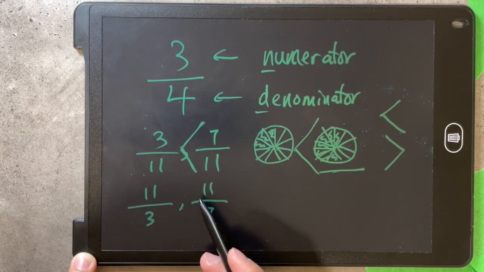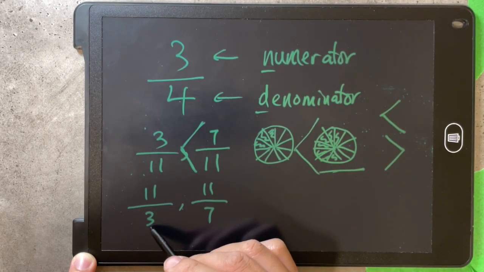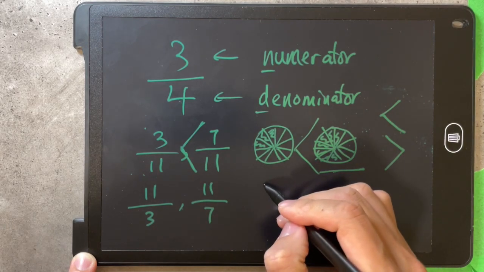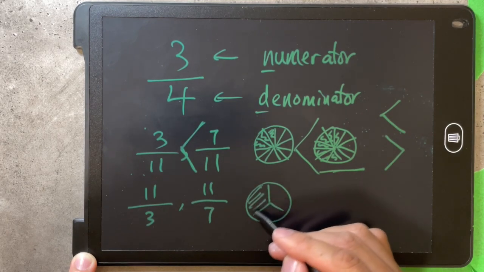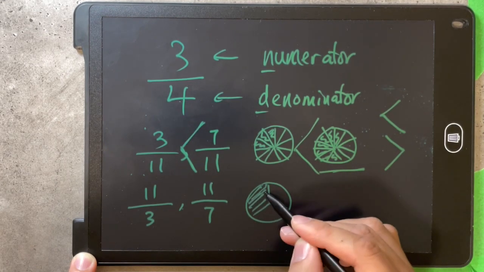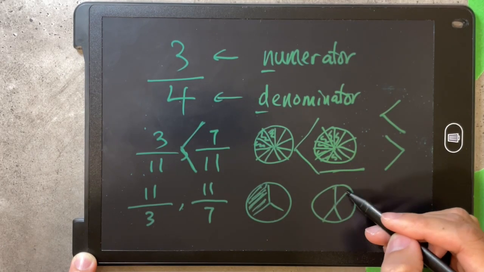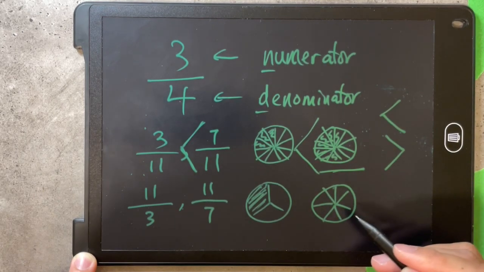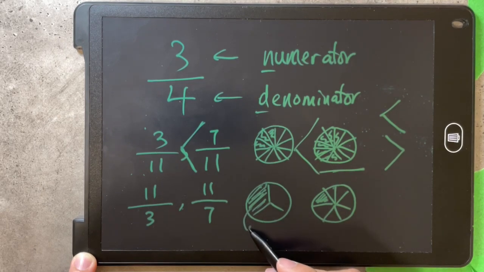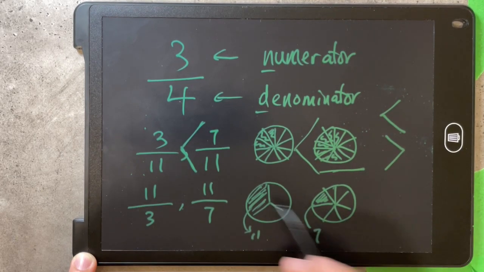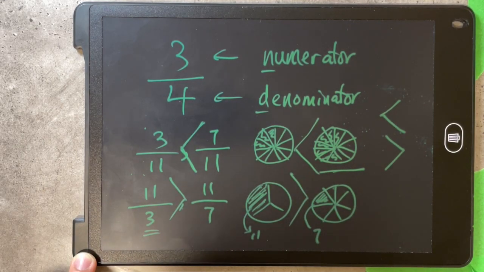Now for the second situation, the numerators are the same, but the denominators are different. So what we're trying to say is I have a third here, and each piece is that big, and then this one, each piece is that big. So if I have 11 of these pieces versus 7 of these pieces, then the one with a smaller denominator will have a greater fraction.